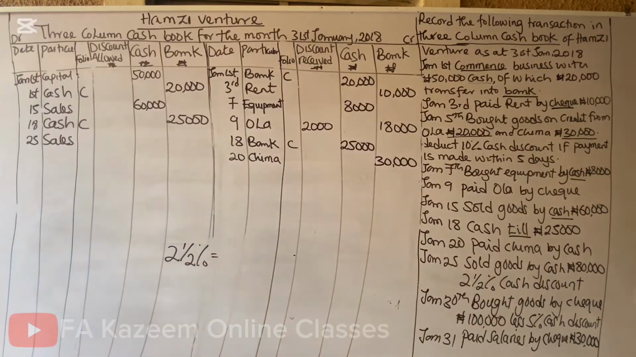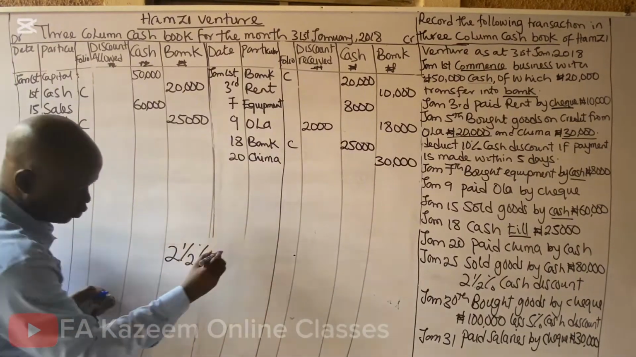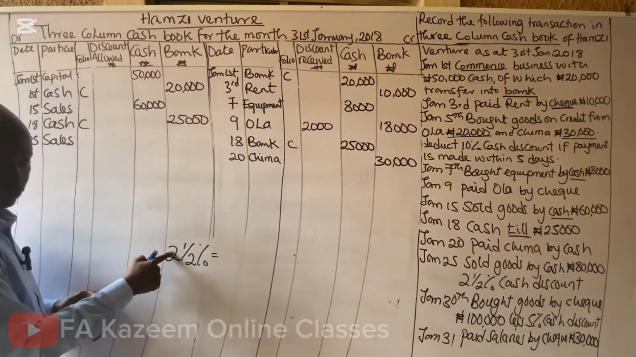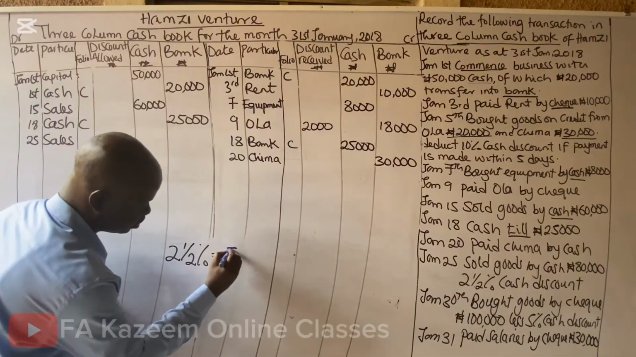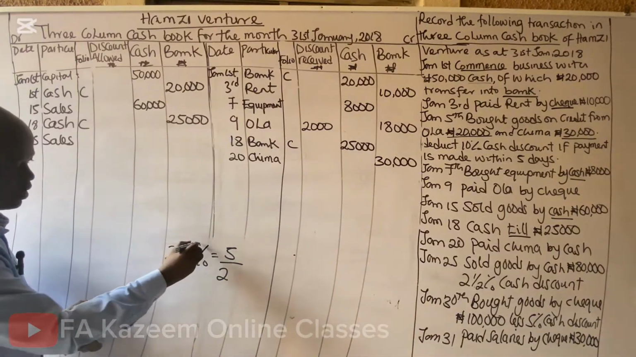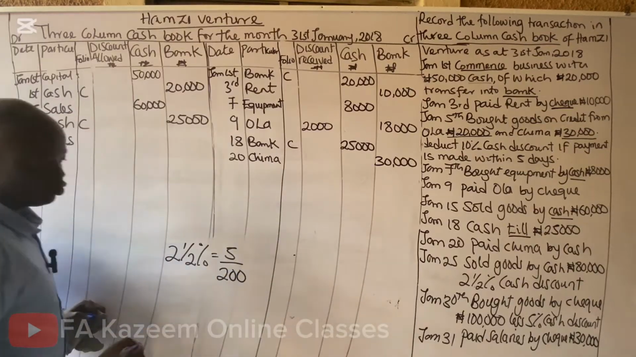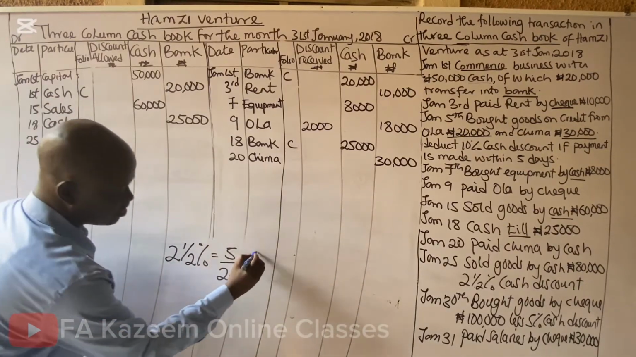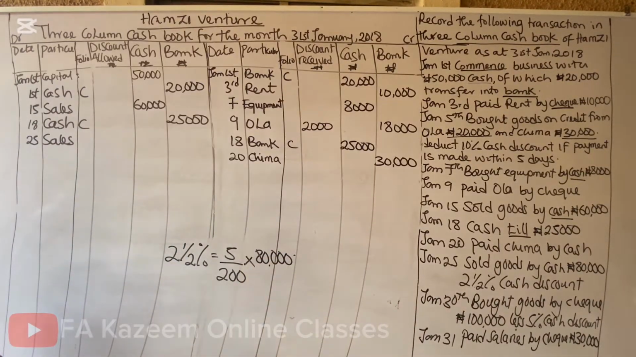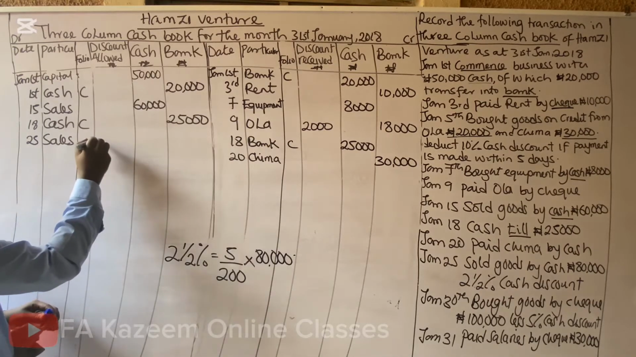How do we do that? We'll say 2 times 2, that's 4, plus 1, 5, all over these 2 here. But because it's in percentage, it will be over 200 times 80,000. What do we have? 5 over 200 times 80,000. What do we have? We have 2,000.